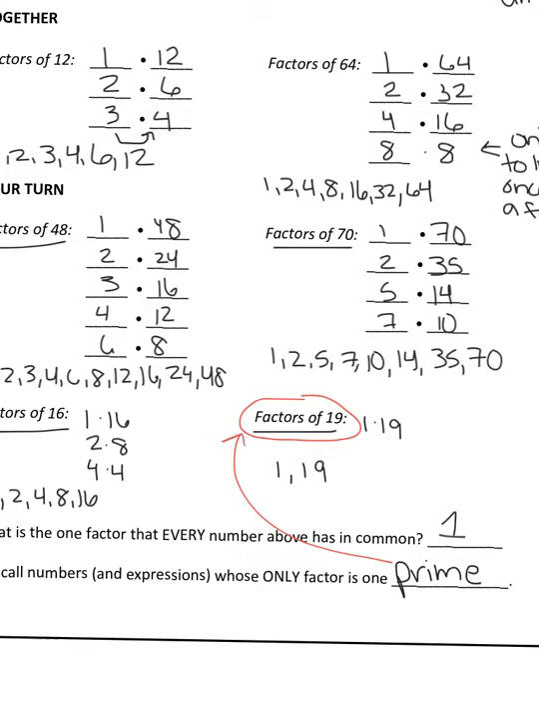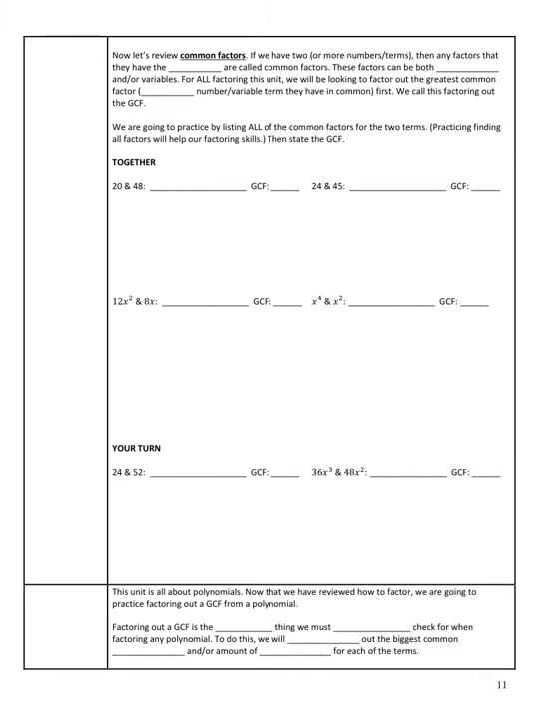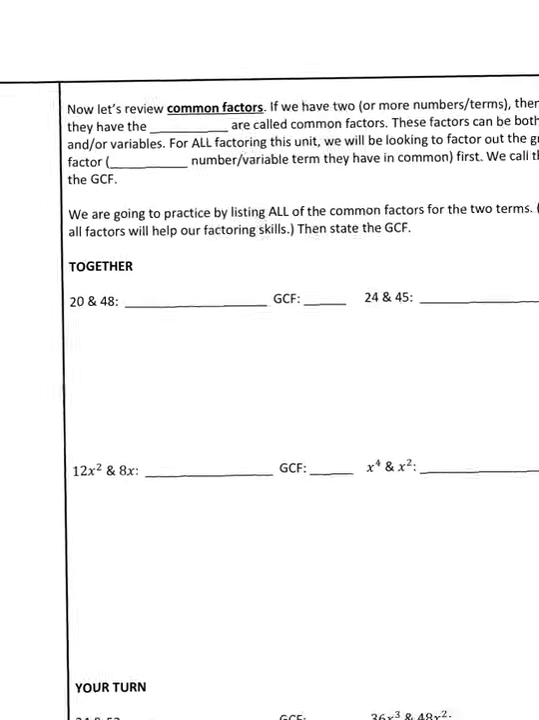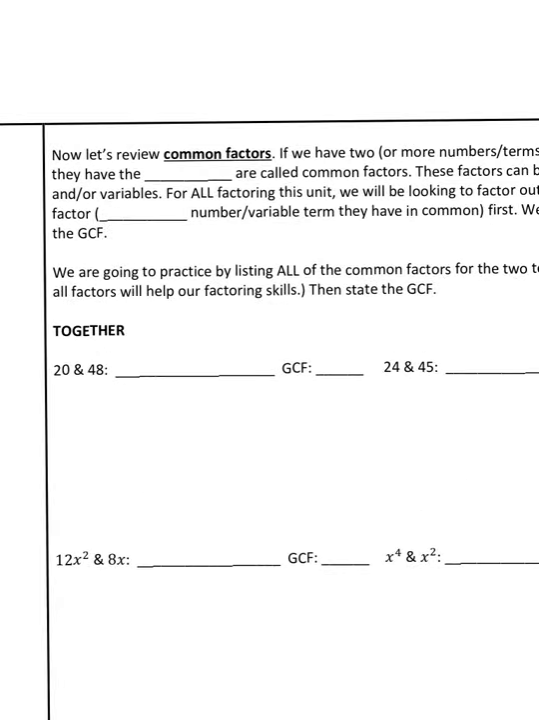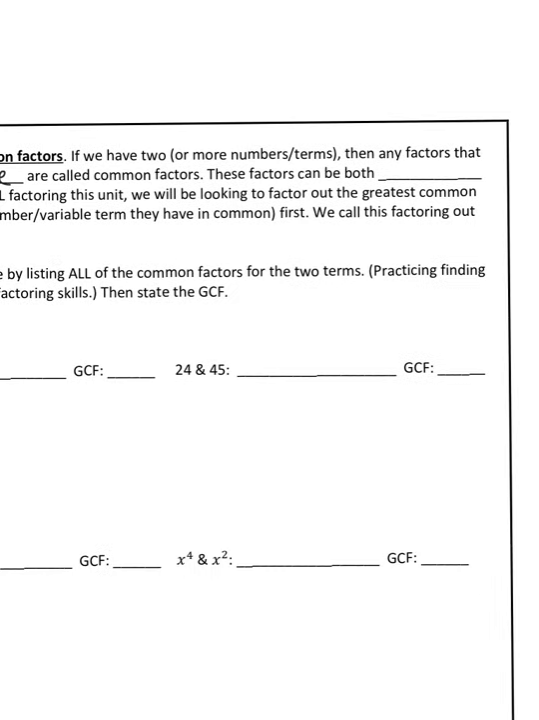All right. So now that we've looked at factors, let's take a look at finding the biggest factor. So going on to page 11. All right, so now let's review common factors. Right, if we have 2 or more terms, numbers or terms, then any factors that are the same are called common factors. These factors can be both. Let me flip over here a little bit. So these can be numbers.